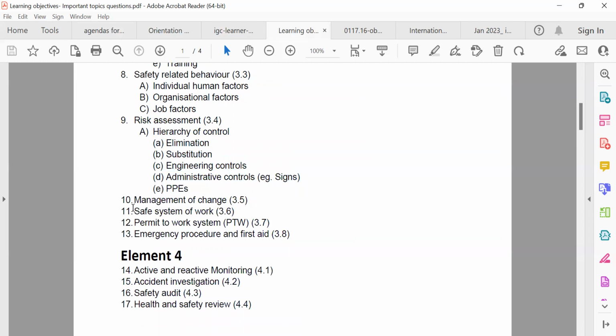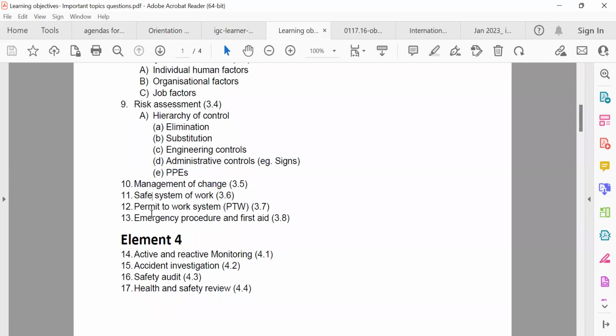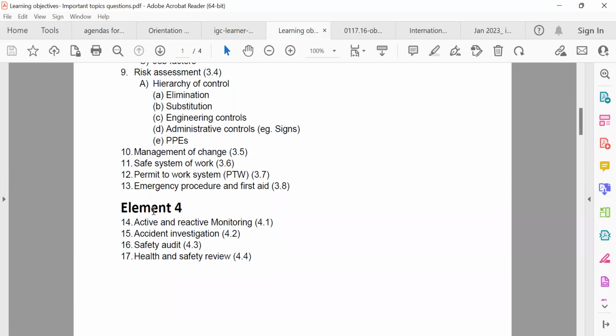The 10th learning objective: management of change. Then the 11th learning objective: safe system of work. The 12th one is PTW. The 13th is emergency procedure and first aid. The last element is element 4. Under this element you have four learning objectives. They are active and reactive monitoring, accident investigation, safety audit, and health and safety review. So these are the 17 learning objectives.